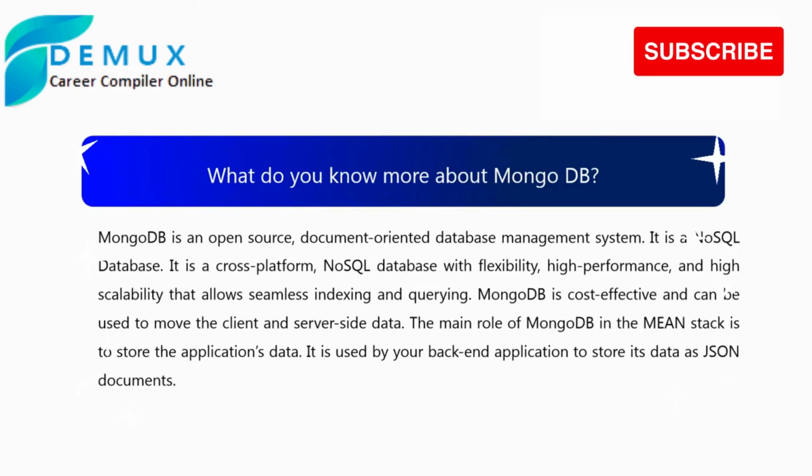What do you know about MongoDB? MongoDB is an open-source, document-oriented database management system. It is a NoSQL database. It is a cross-platform, NoSQL database with flexibility, high performance, and high scalability that allows seamless indexing and querying. MongoDB is cost-effective and can be used to move the client and server-side data. The main role of MongoDB in the MEAN stack is to store the application's data. It is used by your backend application to store its data as JSON documents.